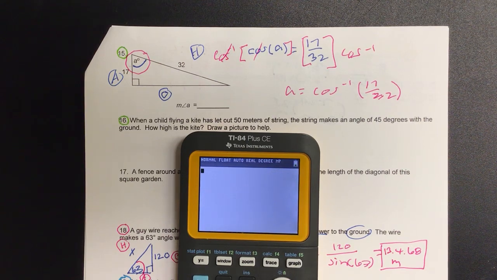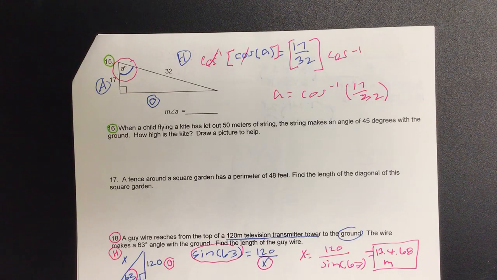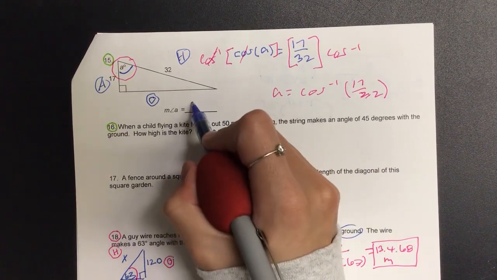So we have inverse cosine of 17 over 32. Must be acute. And all the angle measurements, I want them as a whole number. So this would be 58.